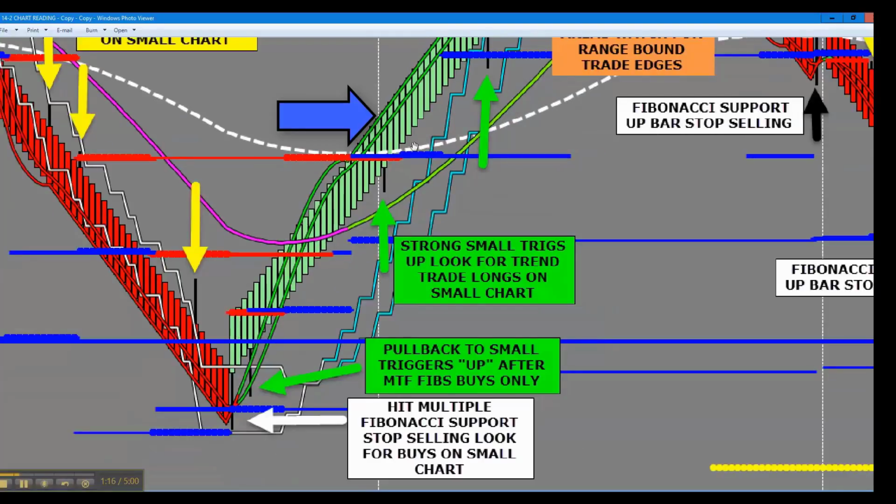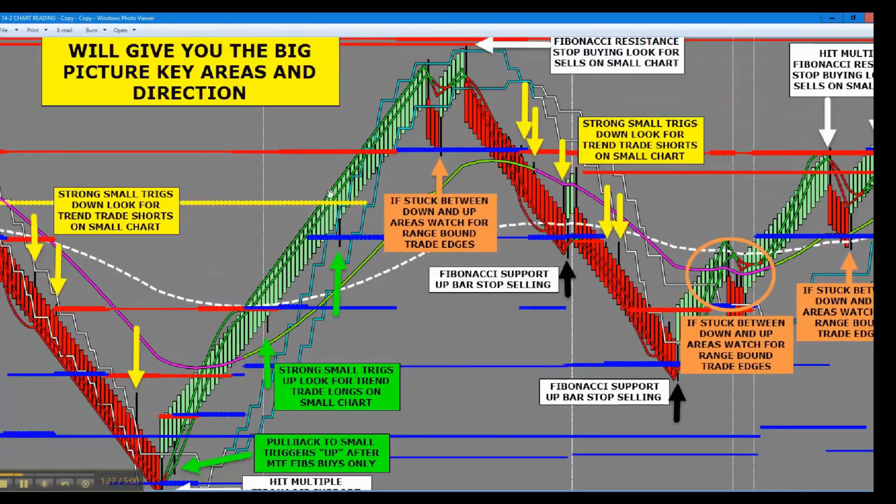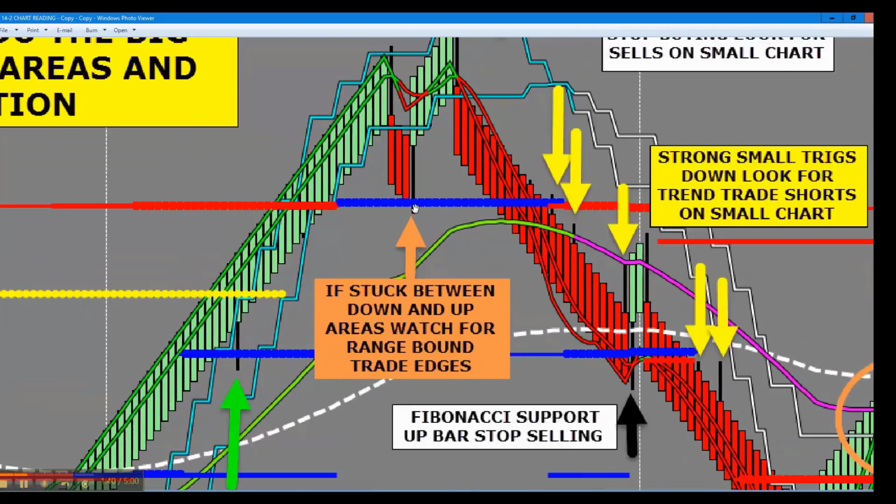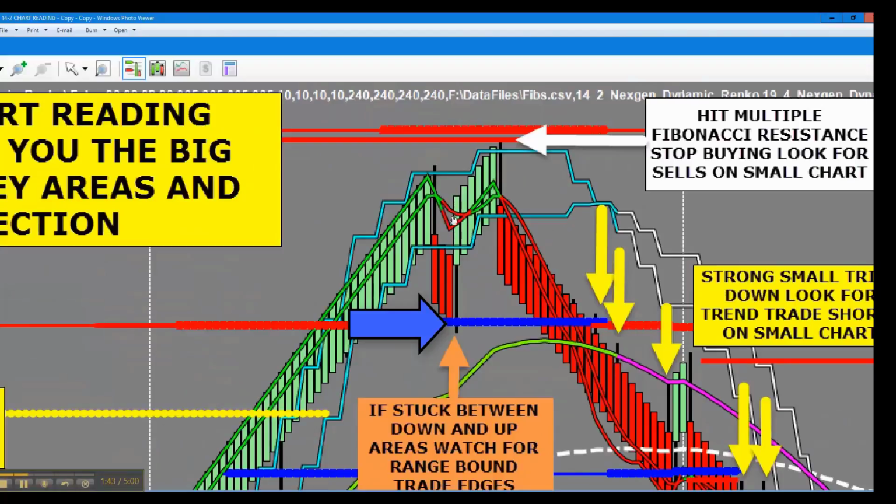If the trigger lines continue up and break above fibs in areas, we're going to buy the dips. We're going to go trend trade long on our little chart. If the triggers continue up strong, we're going to buy the dips again. Look for trend trades on our little chart. If the triggers continue up through fibs, we're going to again buy fibs on our charts. Now, notice that your small triggers are inside of your synthetic triggers going up. That's a high probability that this fib holds and gets you up to resistance.